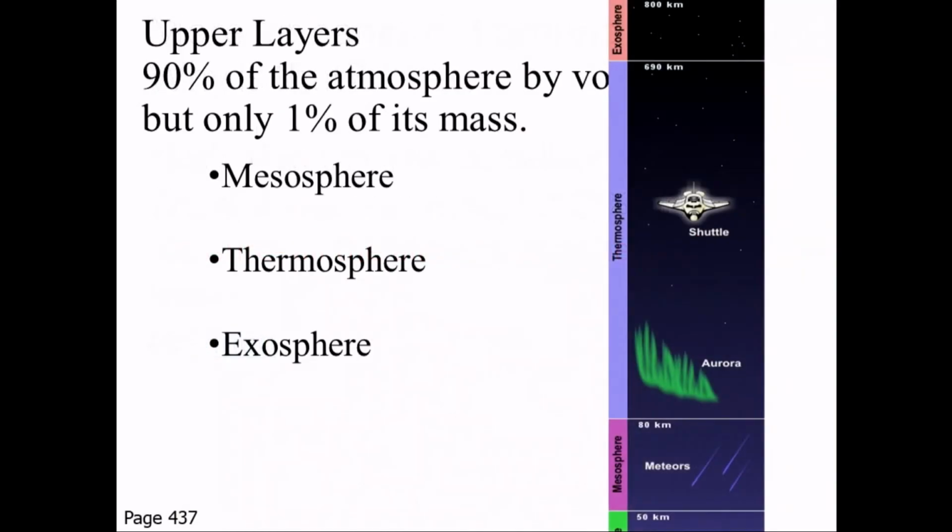If we move to the upper layers, which include the mesosphere, the thermosphere, and the exosphere, let's go ahead and take a look at those. They only contain about 1% of Earth's atmosphere by mass. Now, by volume, they make up about 90% of Earth's atmosphere. You can see the thermosphere especially looks incredibly large compared to the other layers.